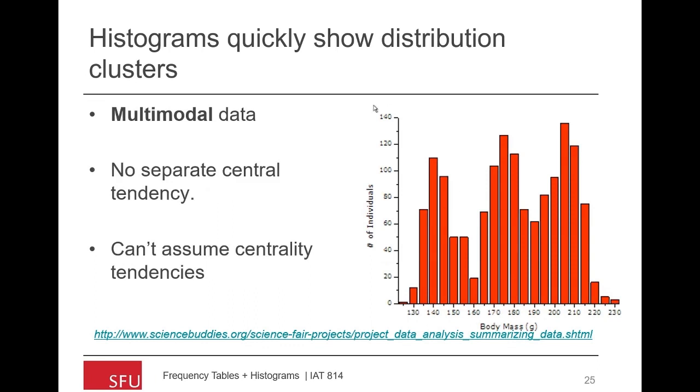You may also have more than two modes. In this case, this is a data set that has 3 modes, one here, here, and here, and each of these clusters is roughly symmetric, with the small counts at 160 and somewhat larger counts at 190. And in this case, once again, there's no single central tendency. There's in fact 3. That's what it looks like in this data. And you can't assume that there are any central tendencies like median or mode that are actually meaningful in this, because you can see this thing has, in fact, 3 modes.